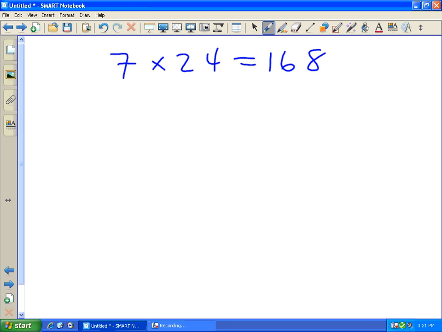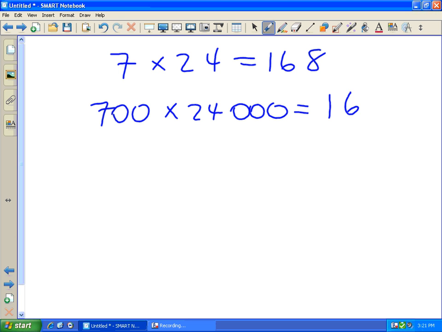Like, for example, 700 times 24,000. No problem. It's still going to involve a 1, 6, 8. But this time it's going to need 10, 100, 1,000, 10,000, 100,000 times bigger. So my final answer is going to be 16,800,000.